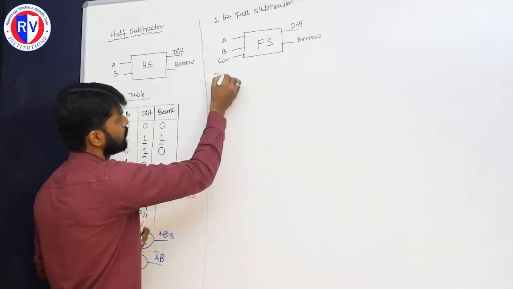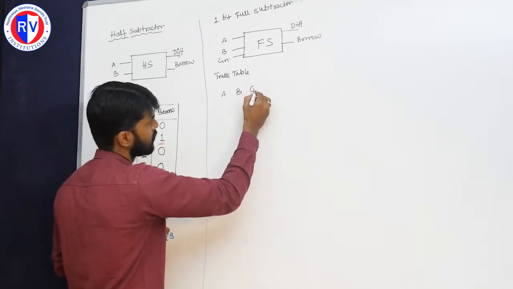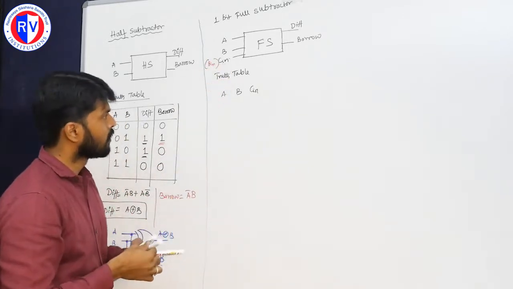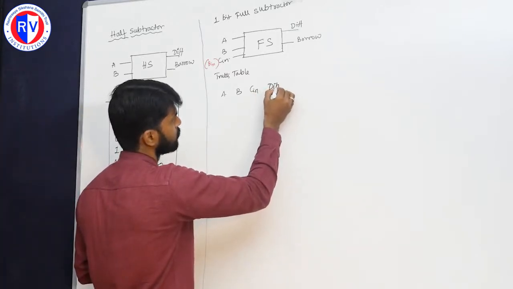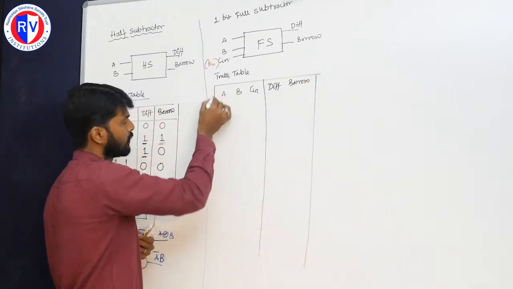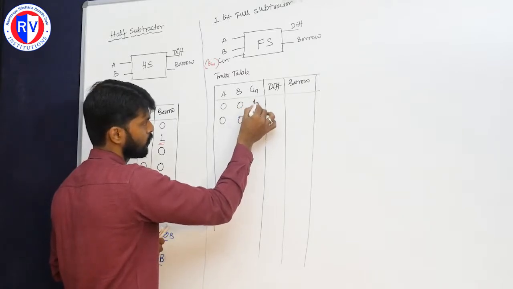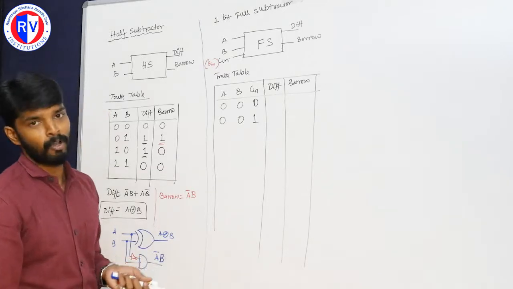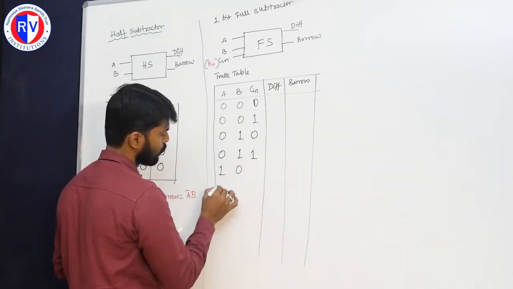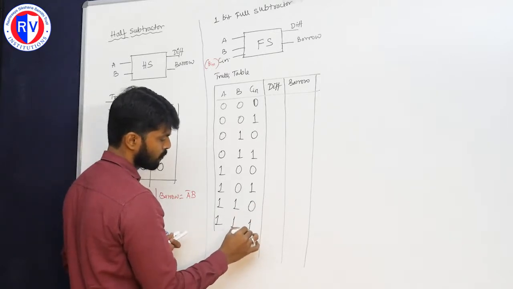For this, I need to construct a truth table. In this case, A, B, C in, where C in is the same as borrow in, or we can say it is B in. You are not supposed to get confused by that. Then I will write the difference and the borrow. These two are the outputs and these three are the inputs. Now we have eight combinations. For A B equal to 0 0, once I am assuming C in is 0, once I am assuming C in equal to 1. The same again for the 0 1 condition, once 0, once 1. Similarly for the 1 0 condition, once 0 and once 1. Similarly for the 1 1 condition, once 0 and once 1.